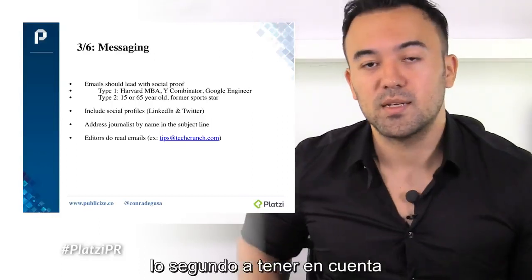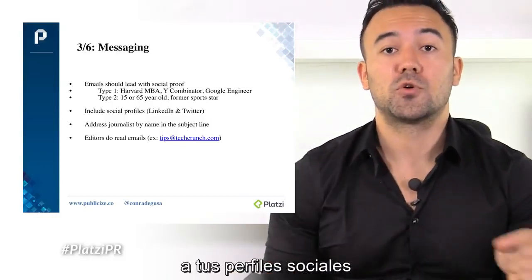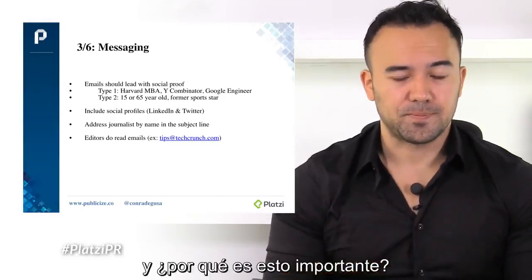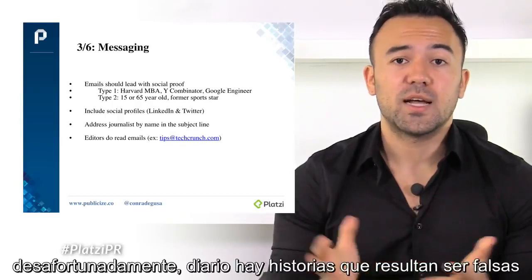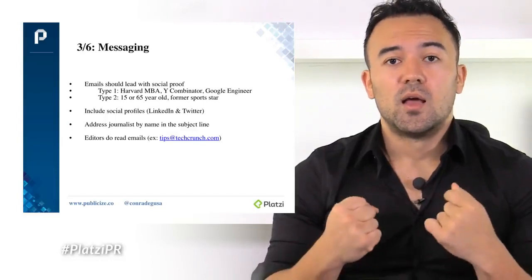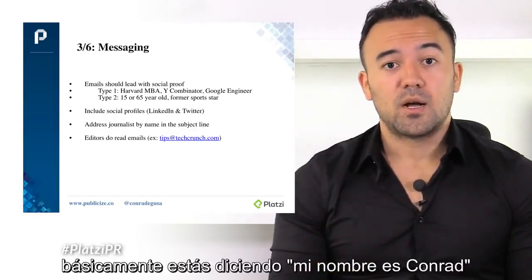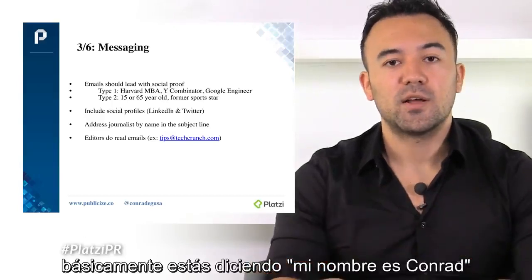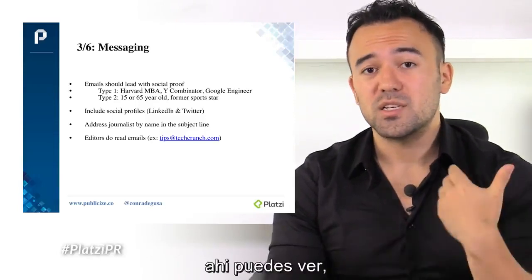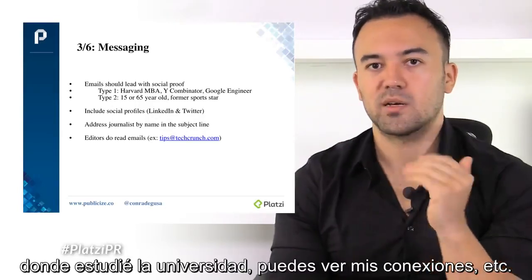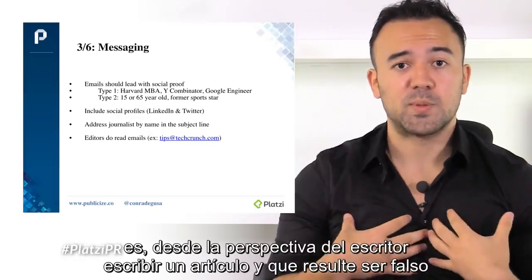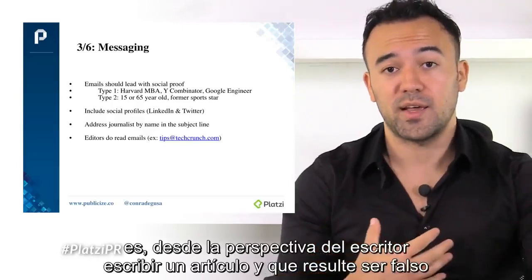The second thing to keep in mind is to include links to your social profiles. Personally, I really recommend LinkedIn. And why is this important? Unfortunately, every day there are many stories being pitched to the media that turn out to be fake. By including a link to your social profile, you're basically saying, you know what, my name is Conrad, I'm making this pitch, I'm putting my name behind this pitch. You can see where I went to university, you can see my connections, etc. And that's very important because a big fear, again, from a writer's perspective, is that they will write an article and it will turn out to be fake.